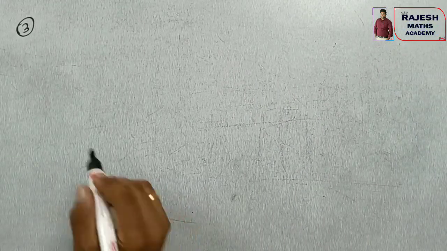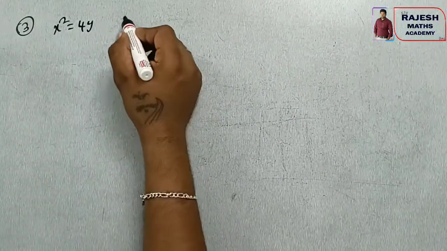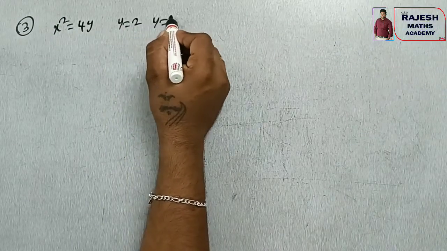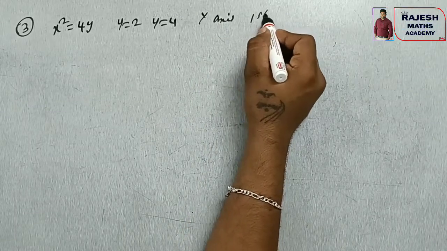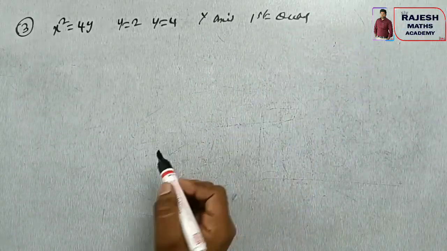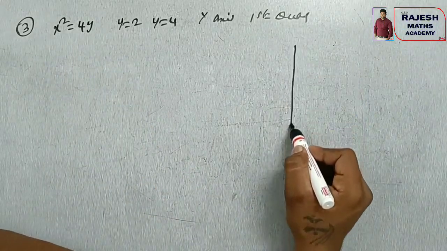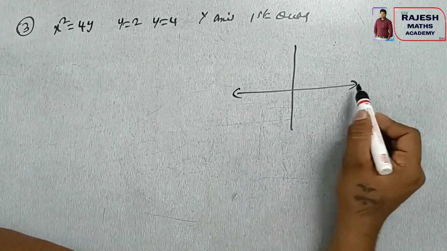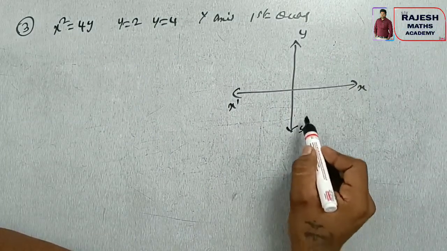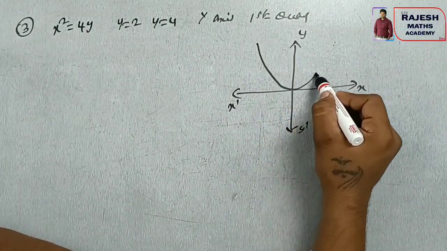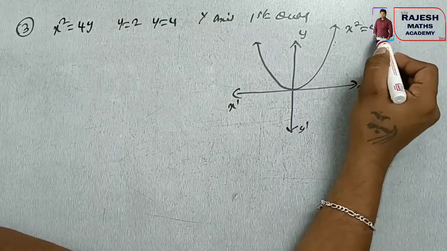Find the area of the region bounded by x square equal to 4y, the lines y equal to 2, y equal to 4, and the y axis in the first quadrant. So x square equal to 4ay is the open upward parabola. So the open upward parabola, this is my x and x dash, this is my y and y dash. The open upward parabola will be like that. The equation is x square equal to 4y.